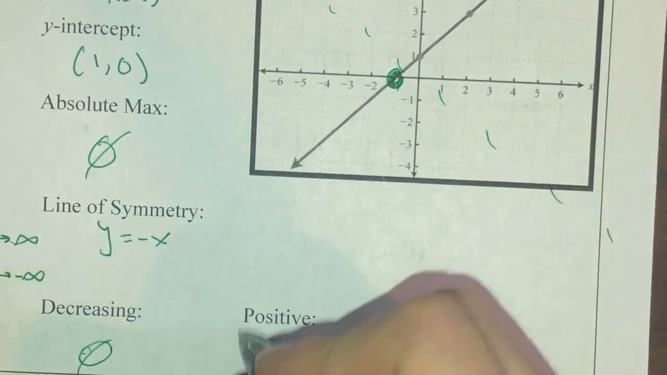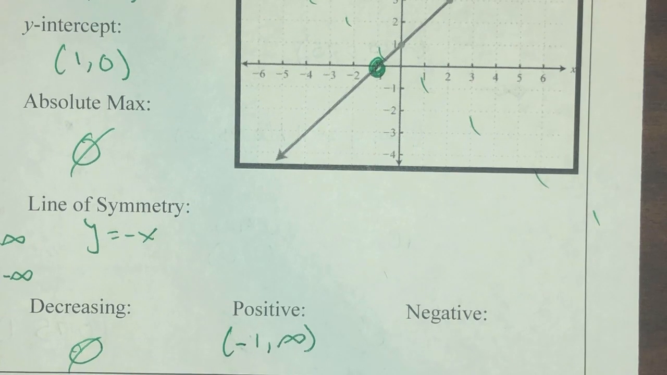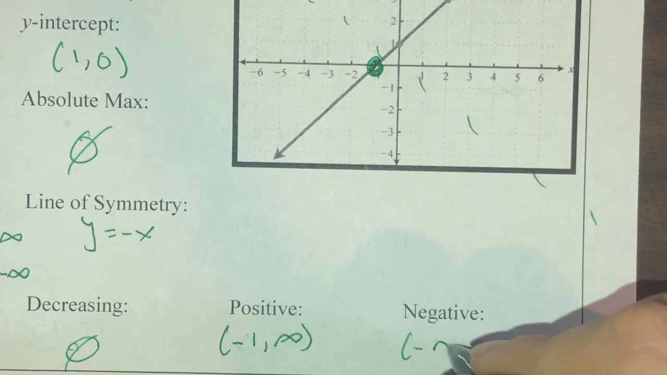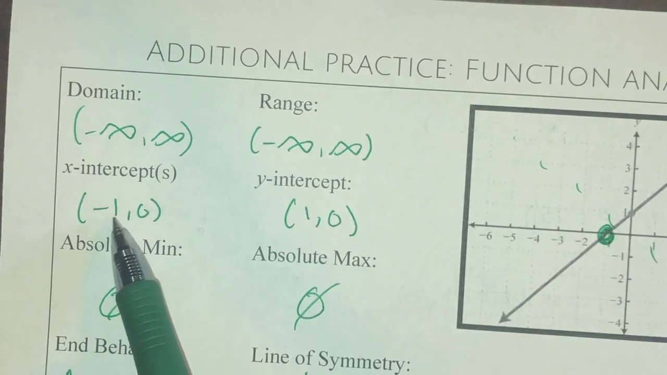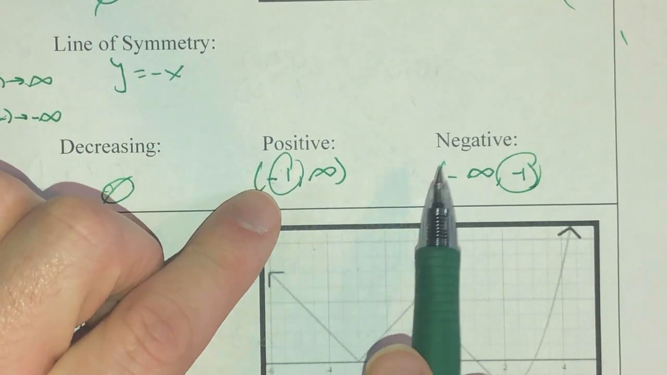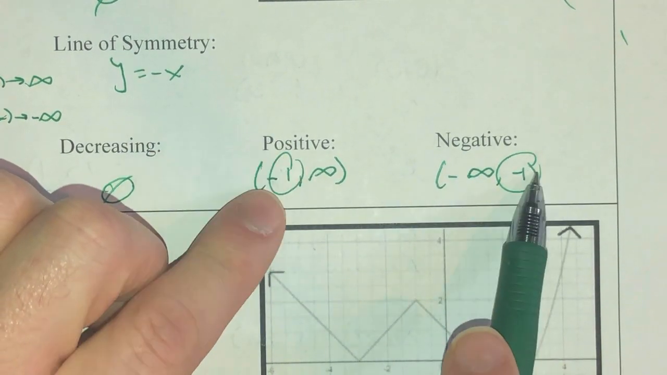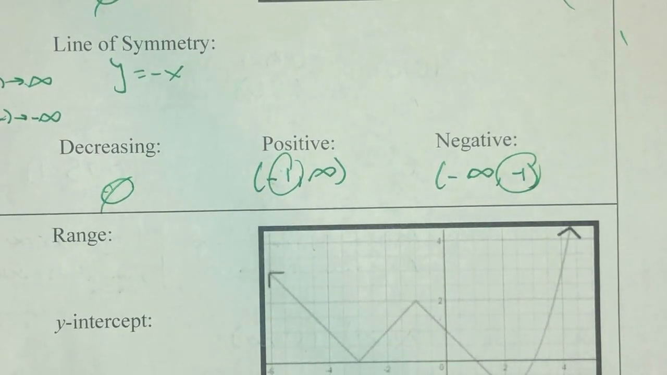Well, here's where it's 0. So it's positive from -1 to infinity. And it's negative from -infinity to -1. Again, notice how the x-intercept makes its way into the positive and negative. And remember, because of the x-intercept, y is 0, we never put brackets on these, okay?